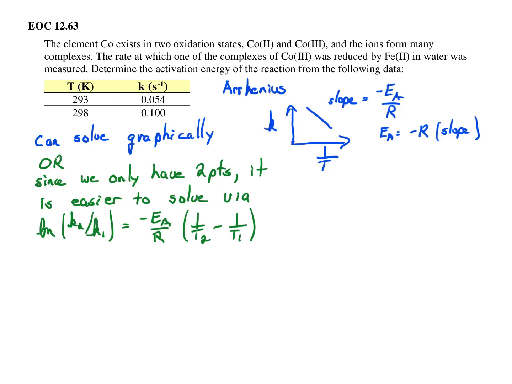We have the rate constant at two different temperatures. We're asked to calculate the activation energy. So this is an Arrhenius problem. We could solve the Arrhenius problem if we had multiple values of K at different temperatures.